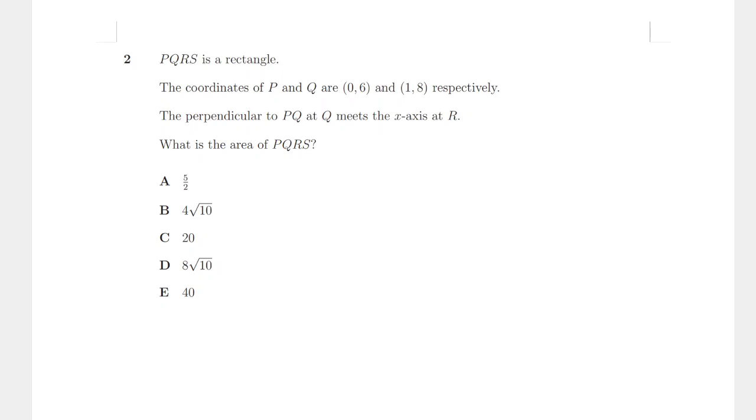Okay, then question 2. PQRS is a rectangle. The coordinates of P and Q are 0, 6 and 1, 8 respectively. The perpendicular to PQ at Q meets the x-axis at R. What is the area of PQRS?